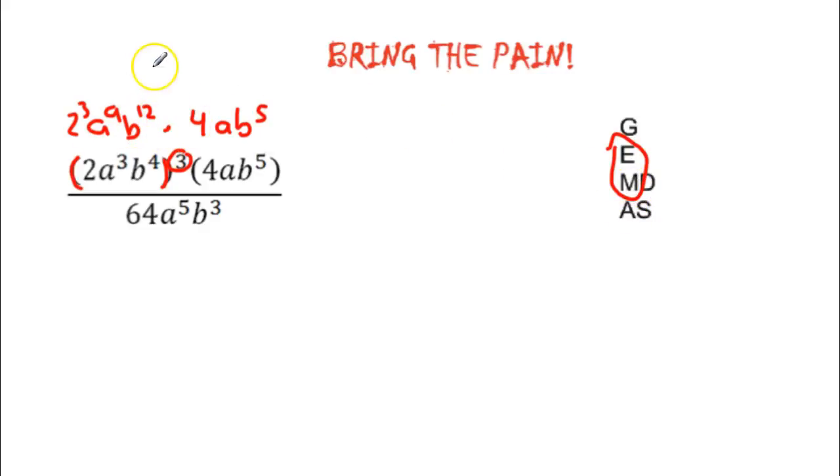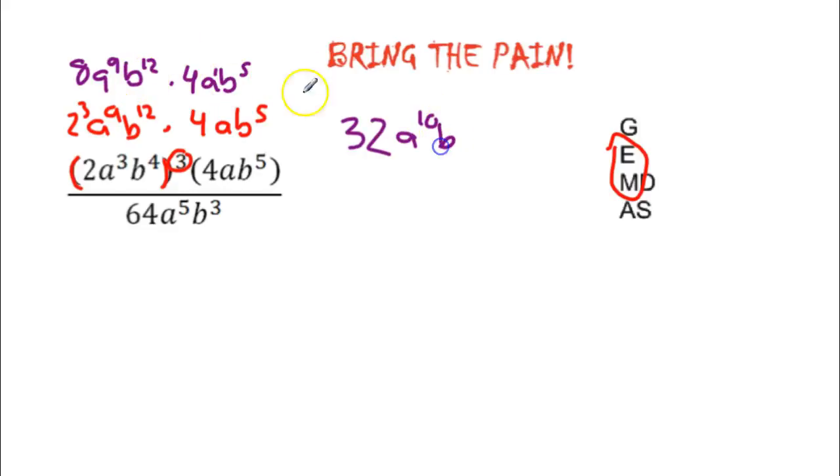Before I do that, 2 to the 3rd power, 2 times 2 is 4, 4 times 2 is 8. So this is really 8, a to the 9th, b to the 12th times 4ab to the 5th. Now when I multiply these out, 8 times 4, that's 32. A to the 9th times a, that's really a to the 1st power. So 9 plus 1 is 10, so that's a to the 10th.